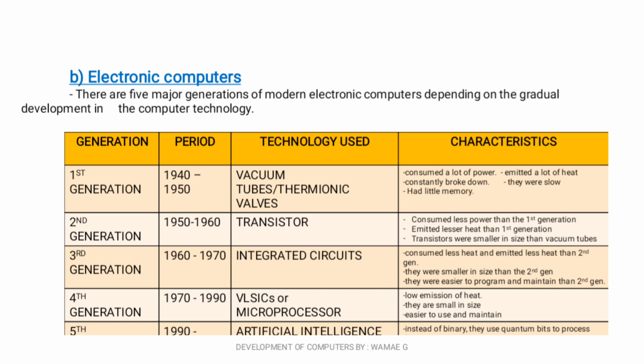Then you go to the fifth generation, 1990 up to the present. The technology used is artificial intelligence. Characteristics: instead of binary, they use quantum bits to process data.